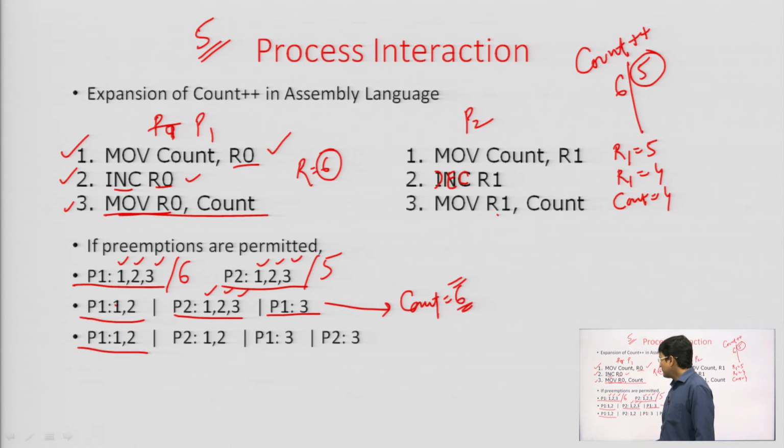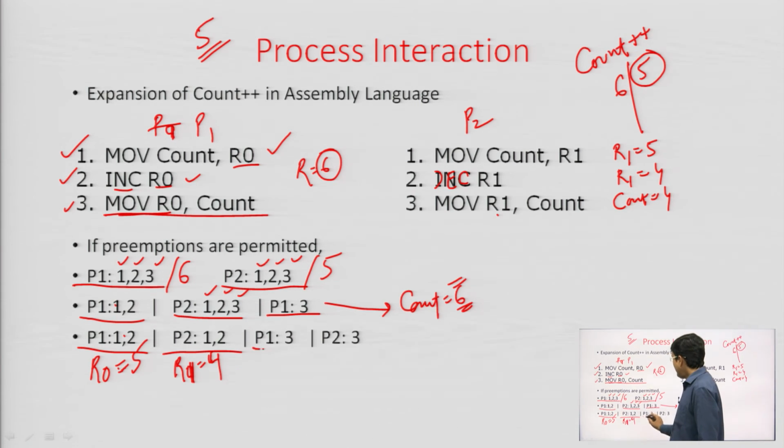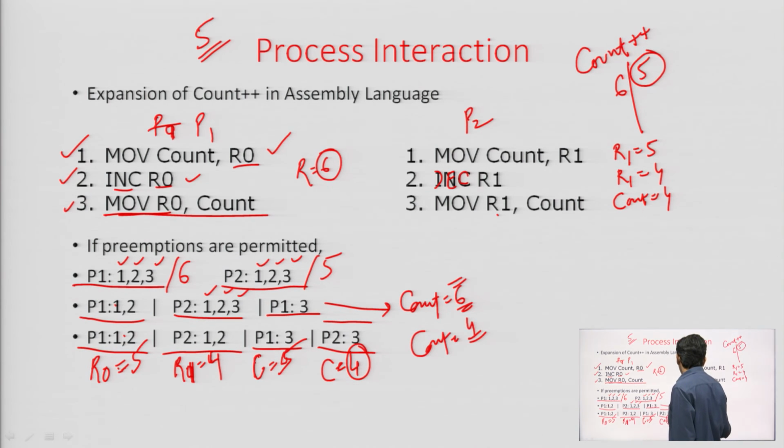Let us take another scenario. By this the register R0 contains the value of count, which is 5, and then increments the value. Then P2 runs statements 1, 2, which will decrement the value. So, R1 will be containing 4, and then this statement is storing the value of R0, so count here will contain 5. According to the P2 process statement, the value of count will be 4. So, the final value of count is 4, but what we wanted was 5. Since preemptions are allowed in between, the final value of count is 4 in one case and 6 in another case. This is the inconsistent value.